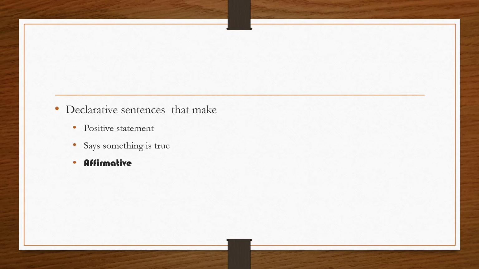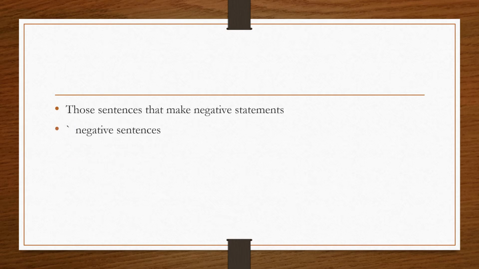Declarative sentences that make positive statements, or that say something that is true, are called affirmative sentences. And those sentences that make negative statements are called negative sentences.